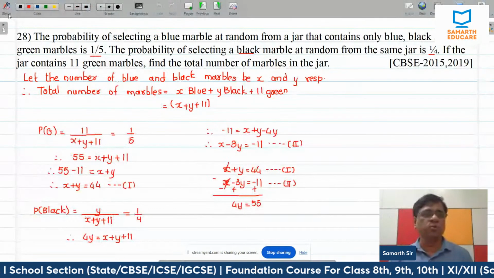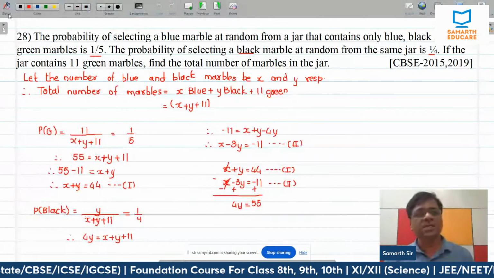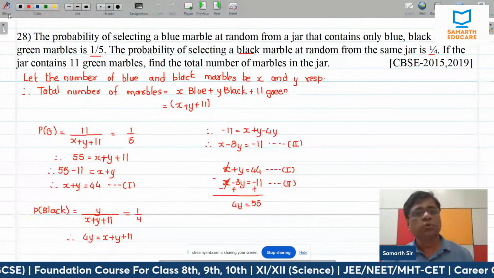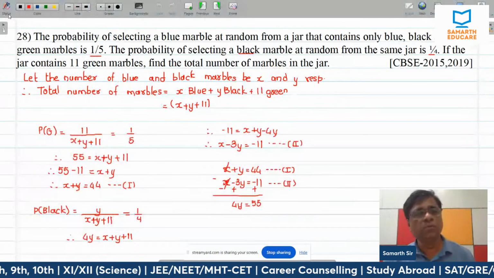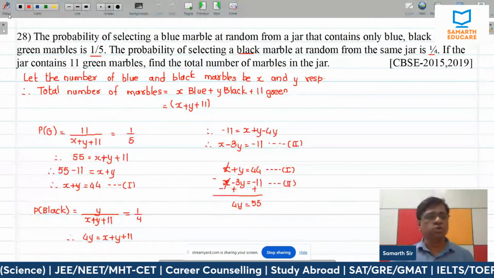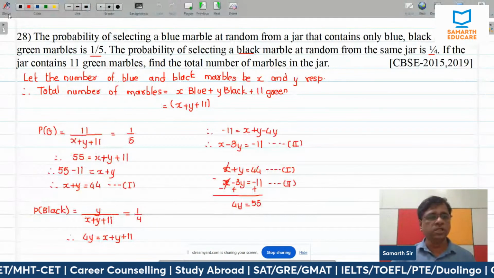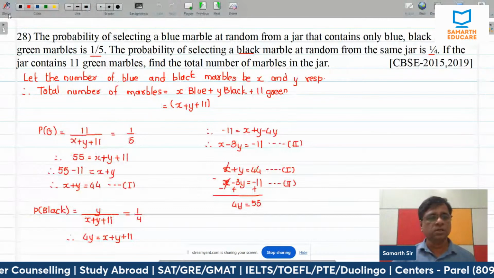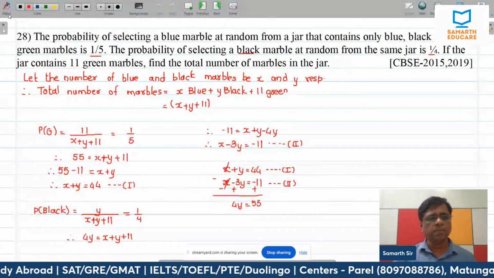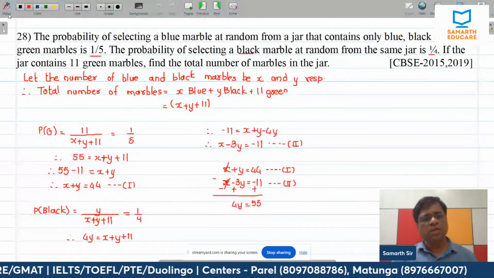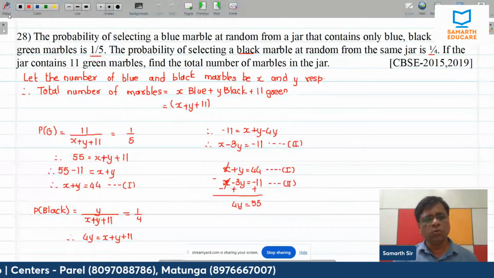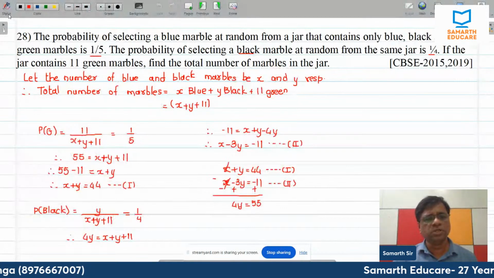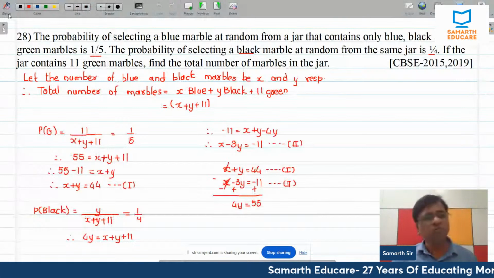So I made a mistake in reading the problem. The probability of selecting a blue marble is 1 by 5. So here I would like to correct. This was the only mistake. Blue marble is, how many blue marbles are there? x out of total x plus y plus 11. So if I calculate, I would write x upon x plus y plus 11, but according to the given problem it is 1 upon 5.